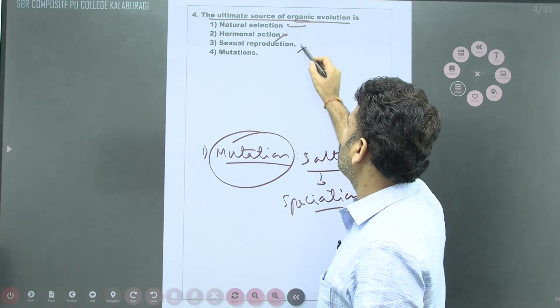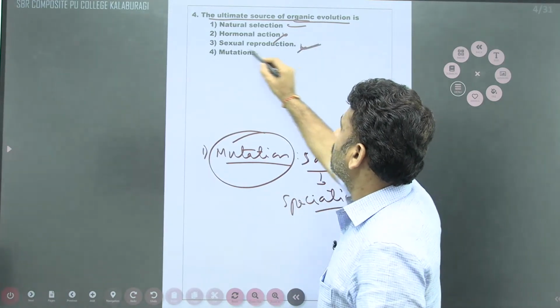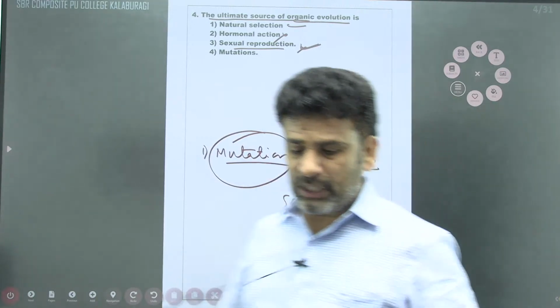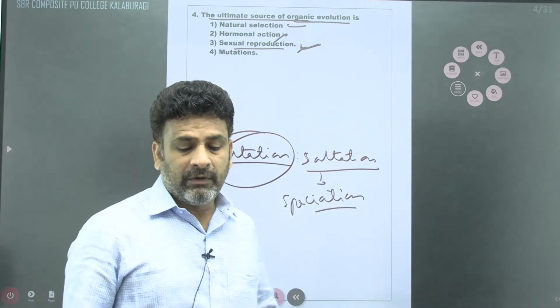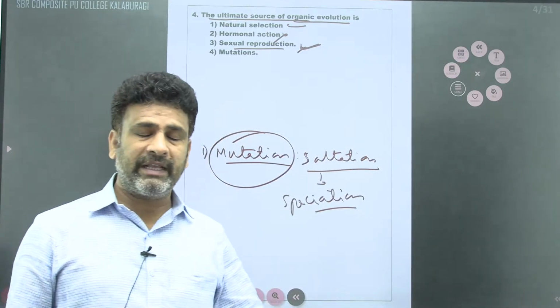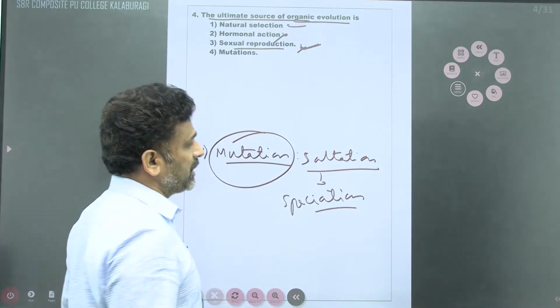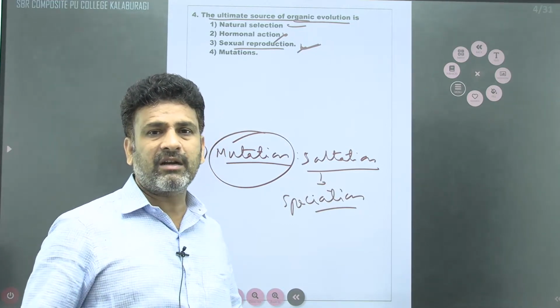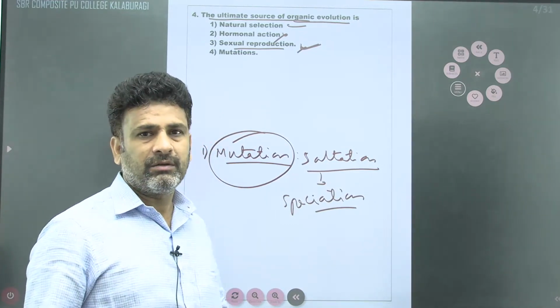Then sexual reproduction. Behind sexual reproduction, the individuals within the population are involved in random mating, but sexual reproduction does not always induce saltation, and it does not always produce variation.